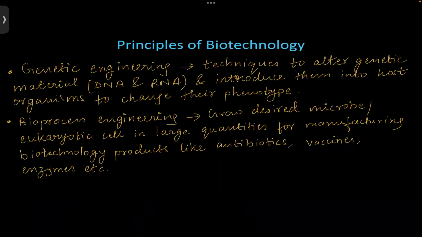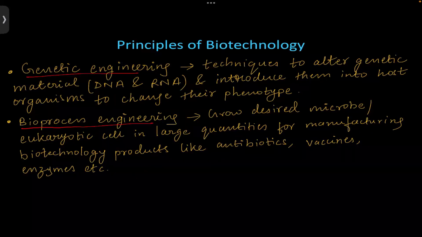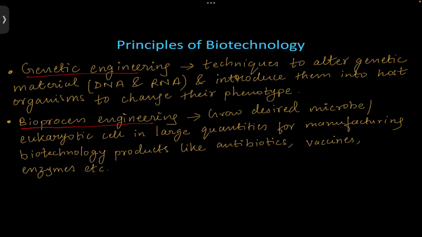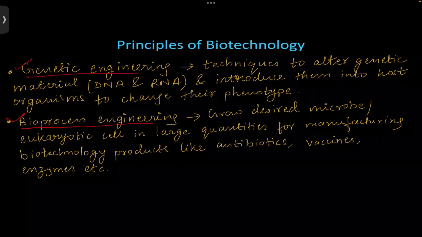Now in biotechnology, we can subdivide this very big field into two subfields. One is genetic engineering, another is bioprocess engineering. These two are the main subfields. But today, biotechnology has evolved so much that there are hundreds of other subfields that have all branched from these two principal subfields. So what do we mean by genetic engineering?